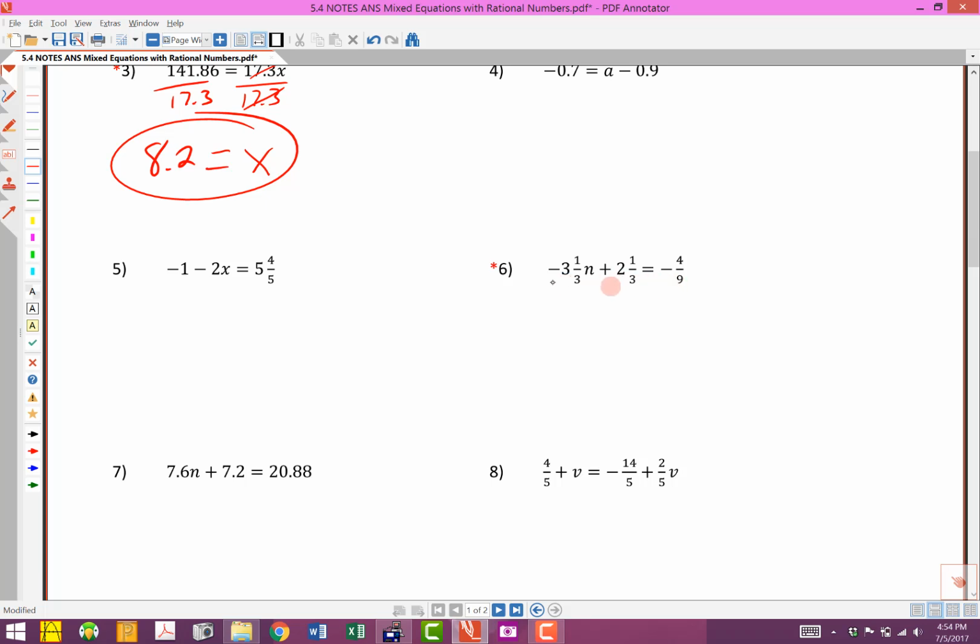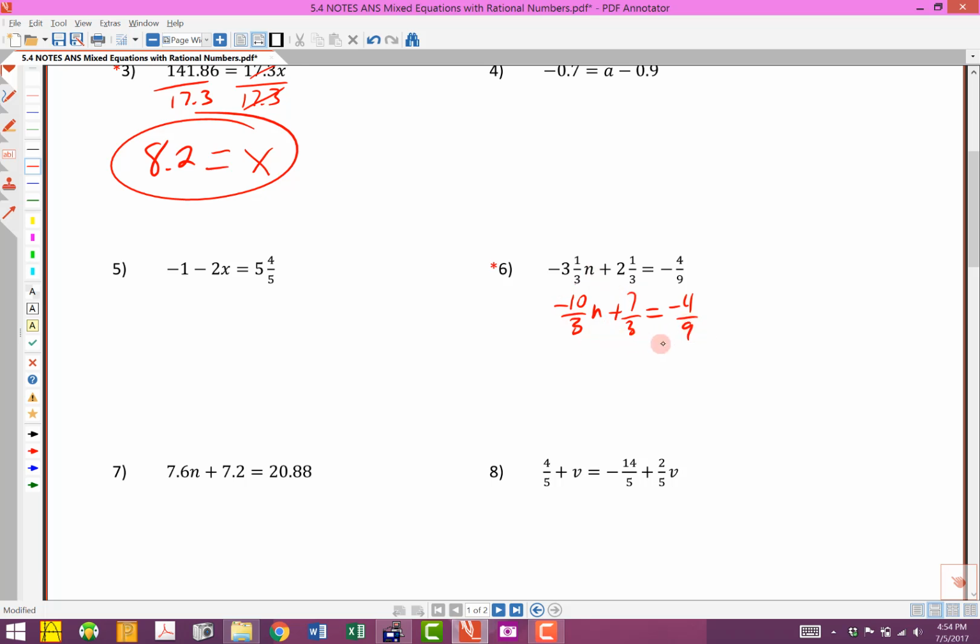Okay, on this problem right here, I've got an asterisk by this because we've got a couple things going on. We've got a plain old fraction over here, and then we've got some mixed numbers right here. And again, we normally don't work with those mixed numbers, so here's what we're going to do. Very first thing, we're going to change those. So that's going to be 3 times 3 is 9 plus 1, so this is negative 10 thirds n. 2 times 3 is 6 plus 1, that would be 7 thirds, and that equals negative 4 ninths. Got to show that work even if you're using a calculator.